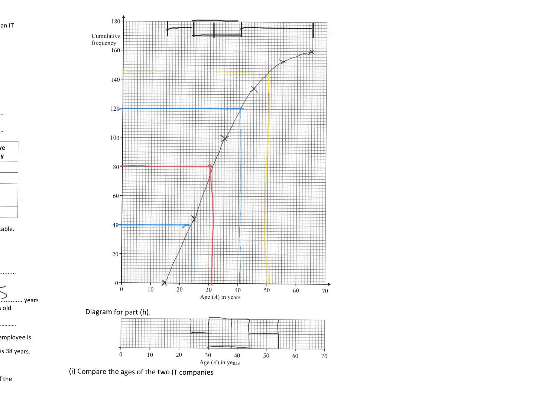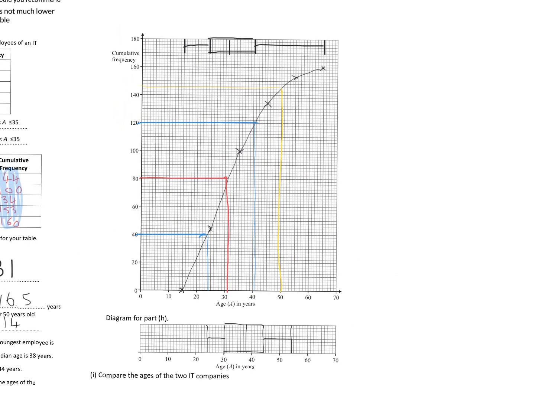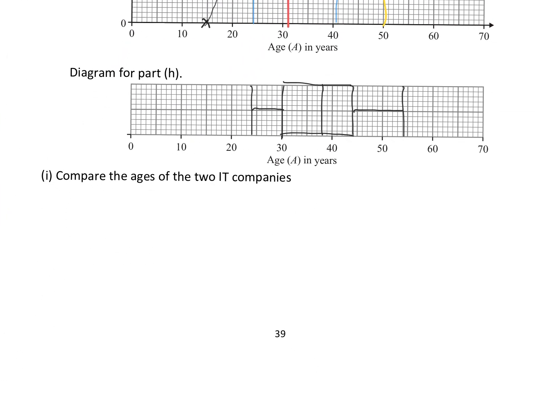So we've then got, hopefully you can see, a box plot for banana and a box plot for Dull. Forget about how deep or how high this one is in comparison. Probably should have done the same heights, but that's done now. The box plot's more to do with how far across things are. And that's what we have to do in part I. We have to compare the ages of the two IT companies.